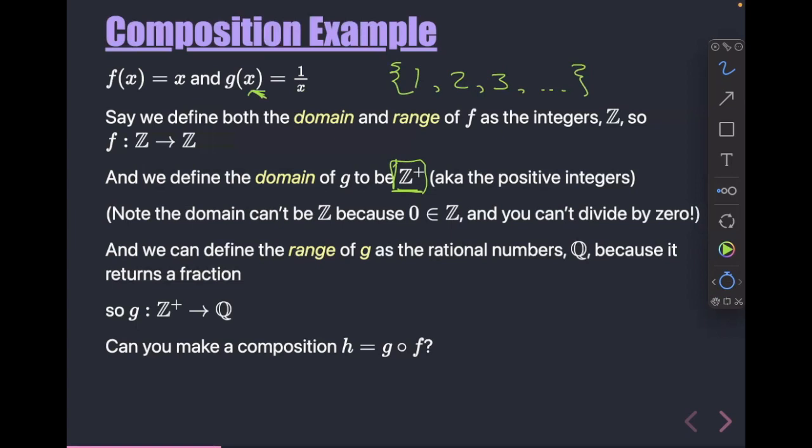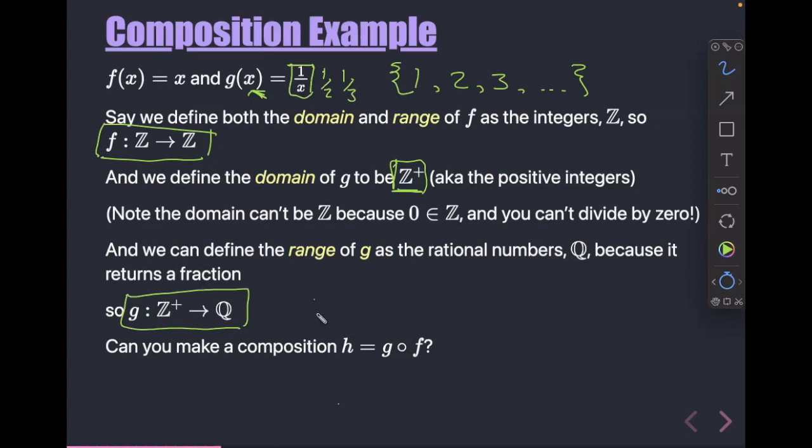So again, we had f mapping from Z. Now G, we had mapping from Z plus. Now where is G ending up? Since I'm doing 1 over x, these aren't going to be whole numbers, so they're not going to be integers. This is going to be things like 1/2, 1/3, things like that. Those are going to be my rational numbers, and that's why I put Q here. So I have f mapping from the set of integers to the set of integers, and G mapping from the positive integers to Q.